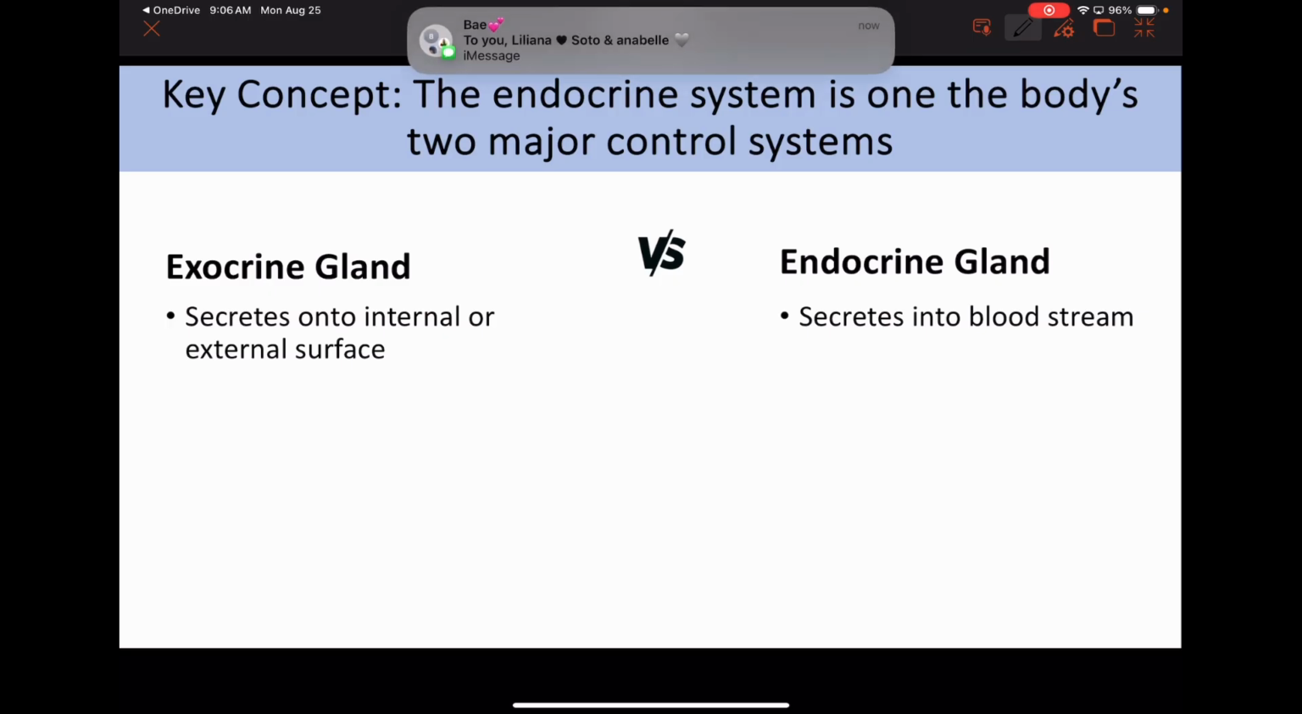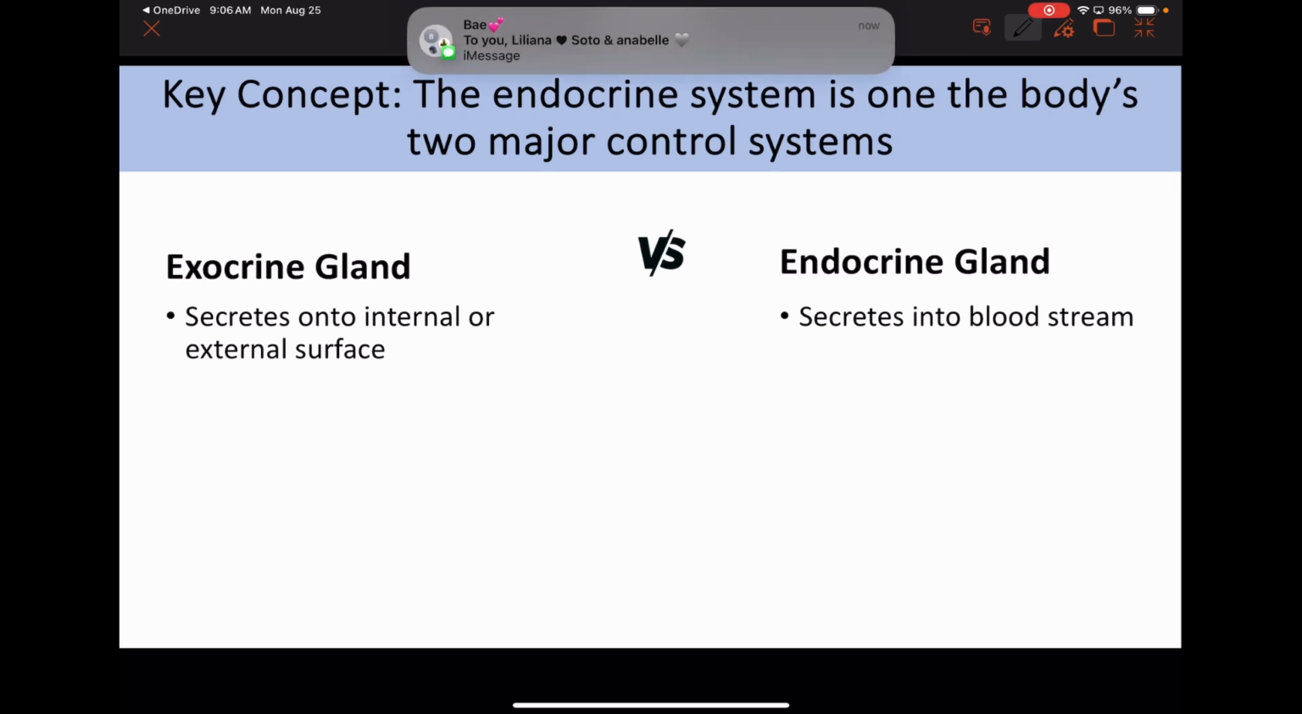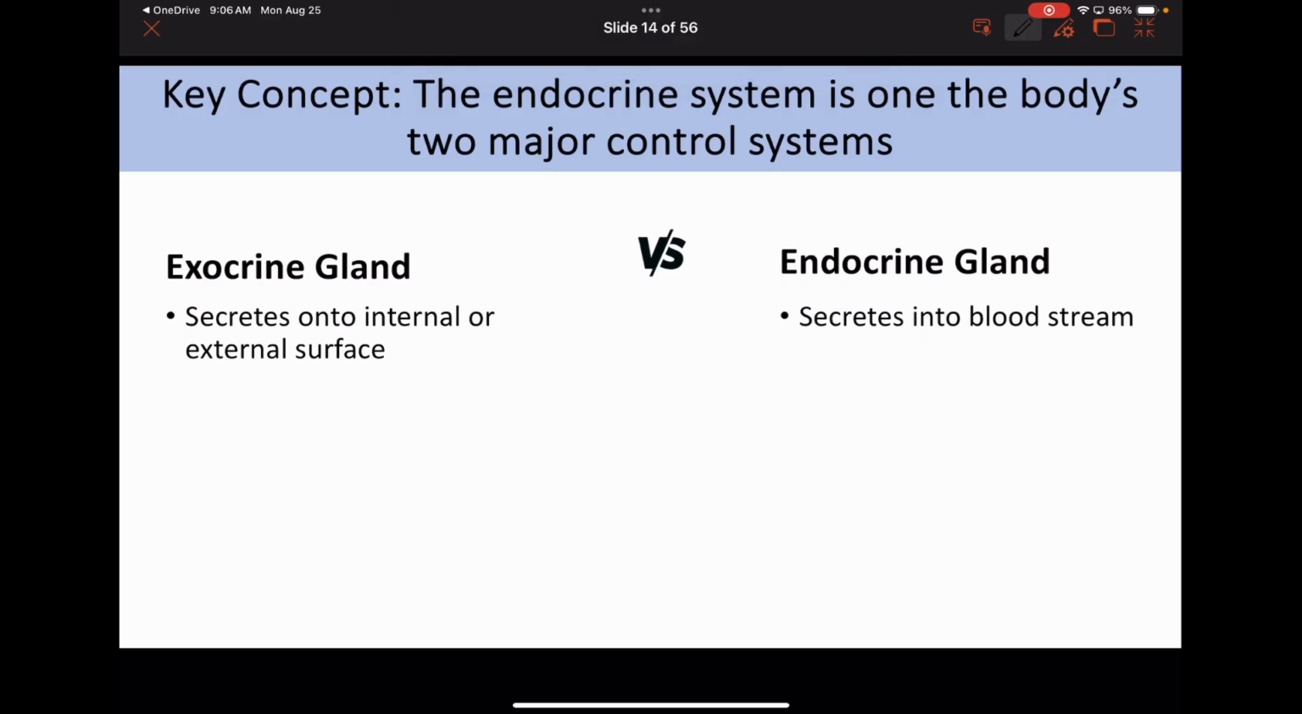Which one of these two, and you should know this, has ducts to carry their secretions from one place to another? Exocrine, right? Because it's supposed to be going to an external or internal surface. So we have to get that product from the gland to whatever that surface is. If it's the salivary glands in your mouth, to get to your tongue or inside your cheeks, and so forth. Endocrine glands, though, have direct access to those capillaries, so no need for ducts. It just dumps it right into the bloodstream. So these ones have ducts, and these ones are ductless.